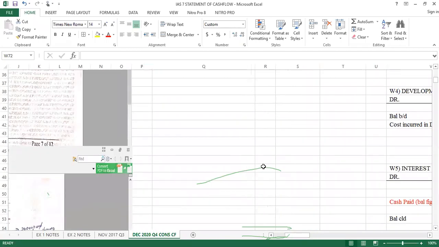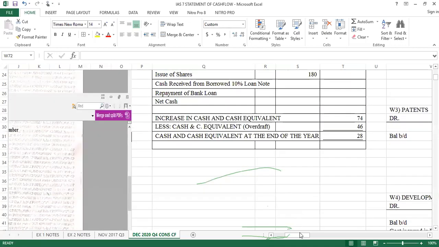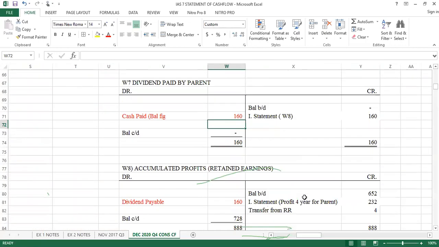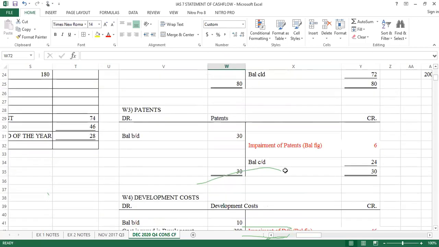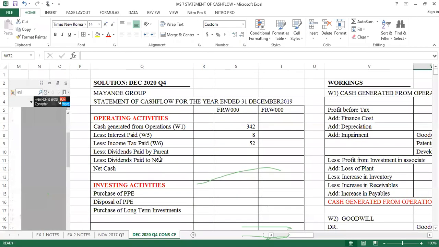The calculations are a lot. Let me reconfirm something. Working 7 is 160. Please understand me, these two you can also put under financing activity. It doesn't matter, but you must be consistent. You will find most books put these two figures under financing activities. They are also right. Finally, let's go to dividends paid to NCI.